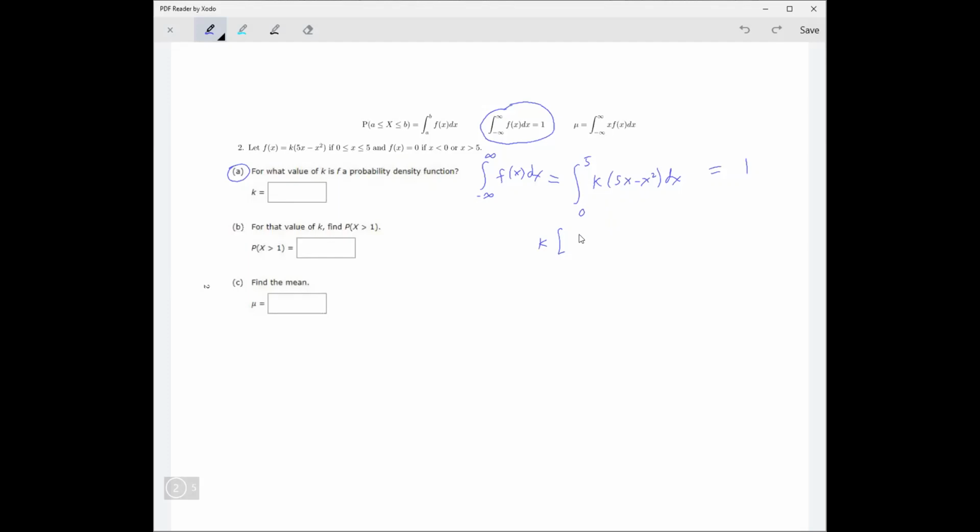Okay, so let's go ahead and take the integral. So this is 5x squared over 2 minus x cubed over 3, from 0 to 5. If I plug in the upper and lower limits, plugging in the 0 gives you nothing, so that's good. If I plug in a 5, I get 125 over 2, and here I get 125 over 3, and that's going to give me 125k over 6 when I add those together. And that has to be 1, so k has to be 6 over 125.